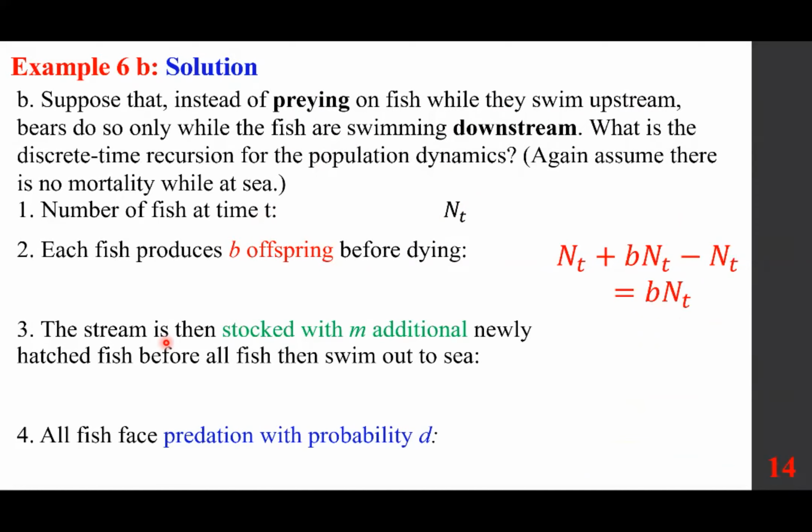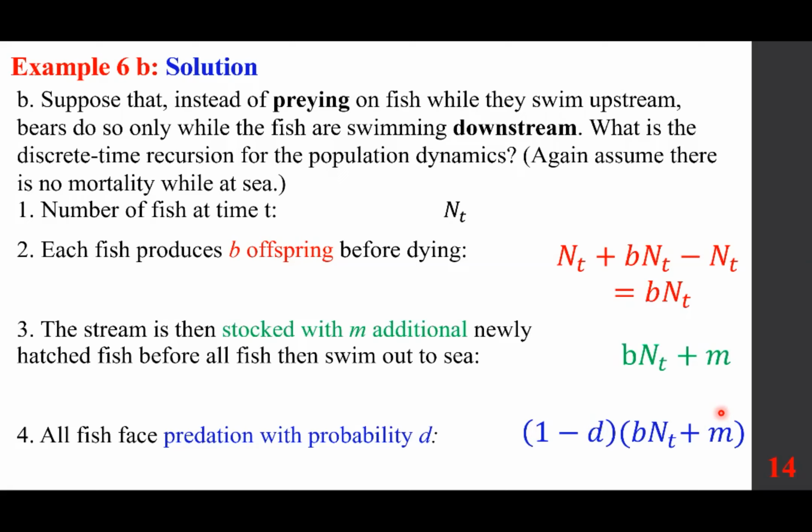Now we are going to add how many? M additional newly hatched fish. So we are going to add to this number M. And now at the end, all fish face predation with probability of D. That means if 10% are gone, 90% is left. If 20% are preyed upon, 80% is left. So 1 minus D times this is what is left.